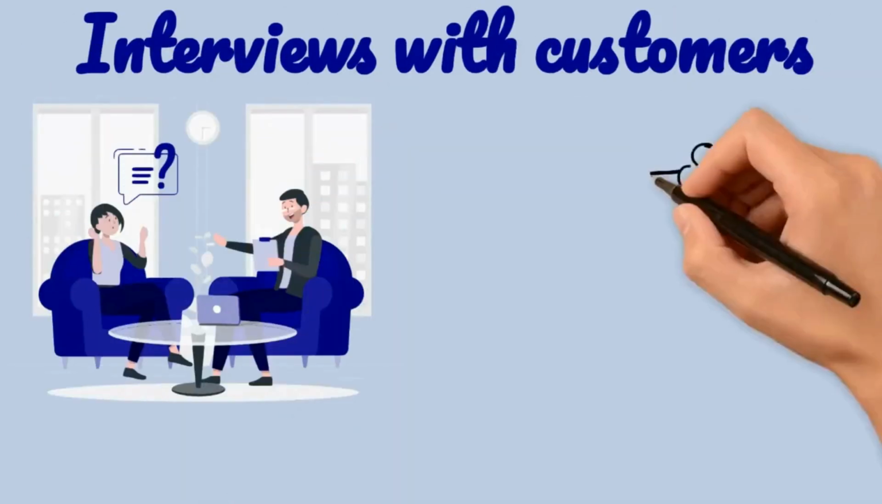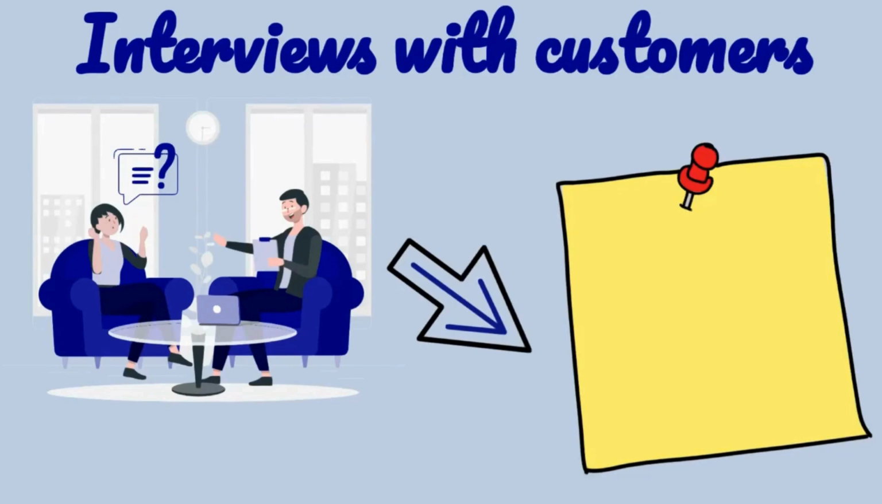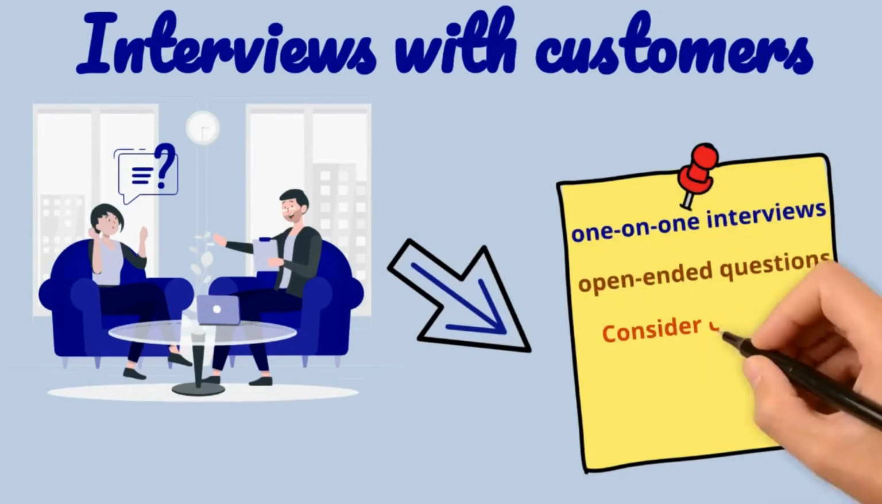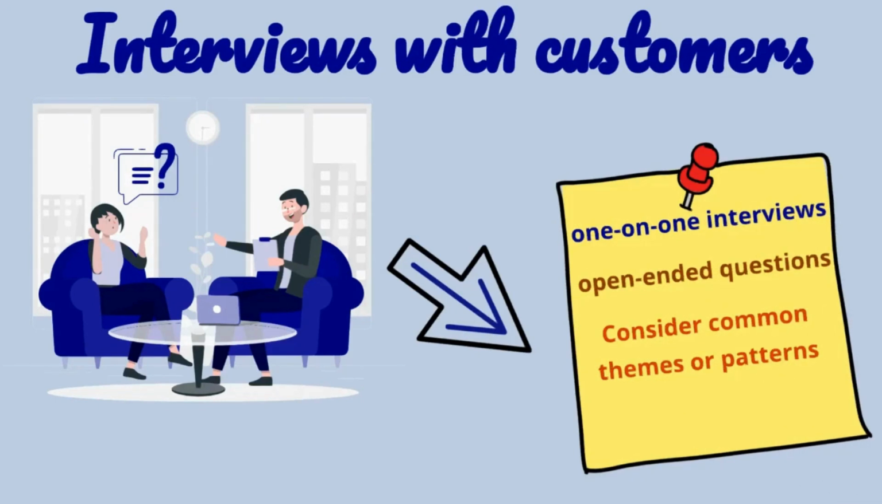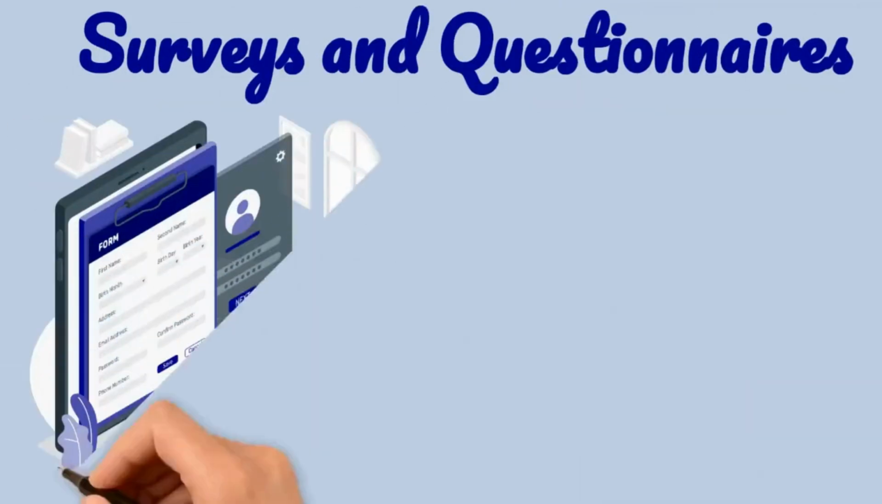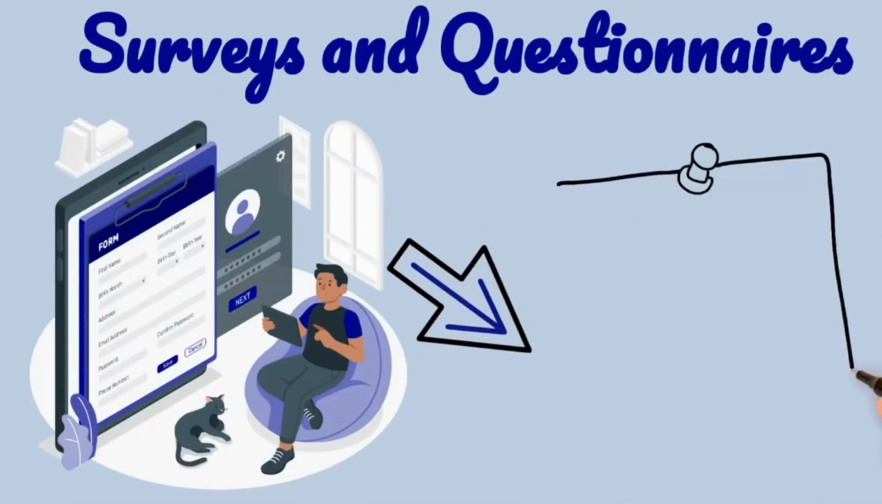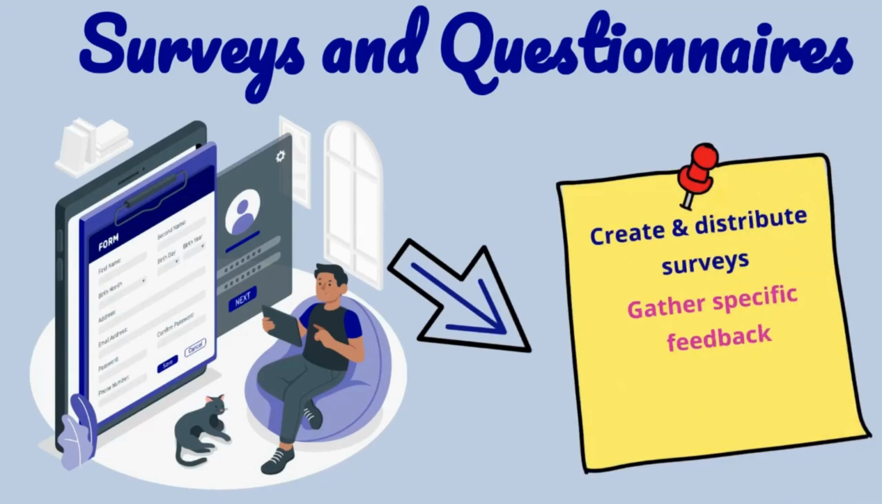Number 1. Interviews with customers. Obtain qualitative insights from current or potential customers through one-on-one interviews. Develop a set of open-ended questions to understand their goals, challenges, preferences, and pain points. Consider common themes or patterns and take detailed notes. Number 2. Surveys and questionnaires. Create and distribute surveys to collect quantitative data from a larger sample of customers. Gather specific feedback and opinions on the customer's needs and pain points using a mix of close-ended and open-ended questions. Determine trends in survey responses and prioritize areas of concern based on the results.